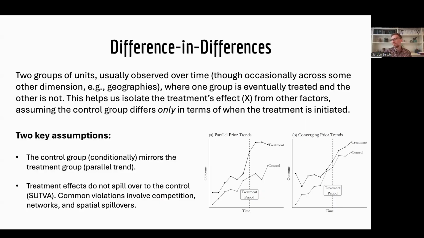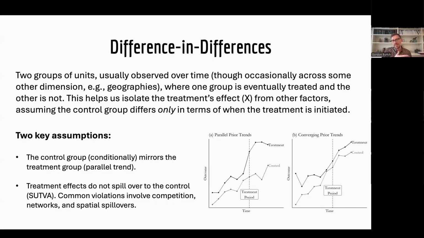It's not a randomized experiment, but I do have a treatment and a control group, and I'm seeing them over time, and the treatment turns on at some point in the middle. And to the extent that the treatment and the control group's outcomes looked very similar before the treatment started, then the control group is a pretty good counterfactual for what would have happened to the treatment group in the post-treatment period. This concept makes sense. It's very intuitive.